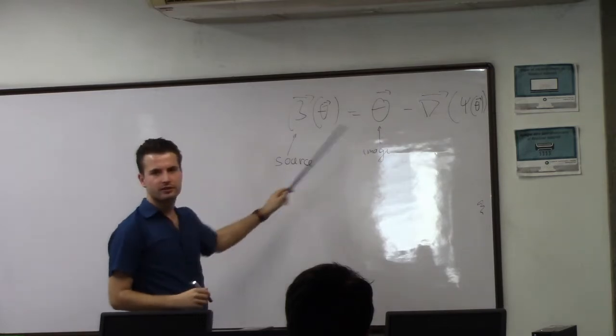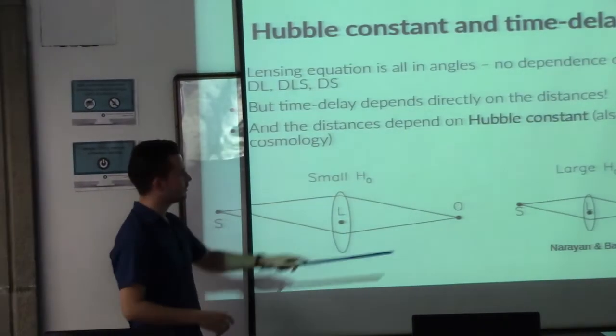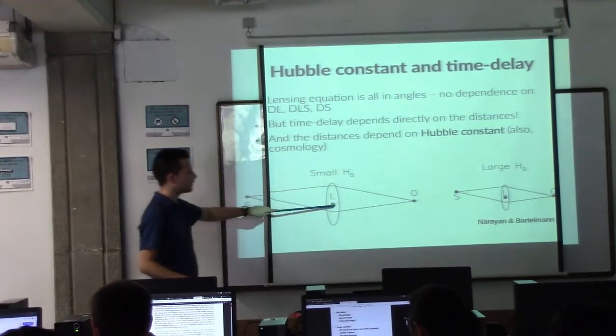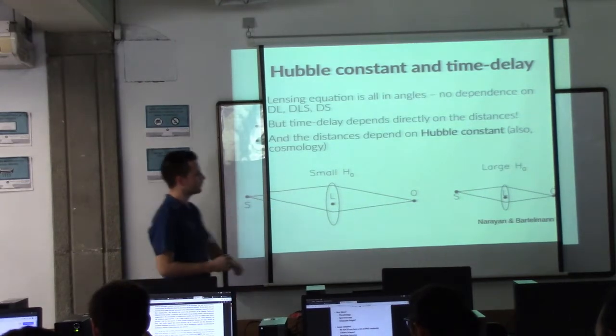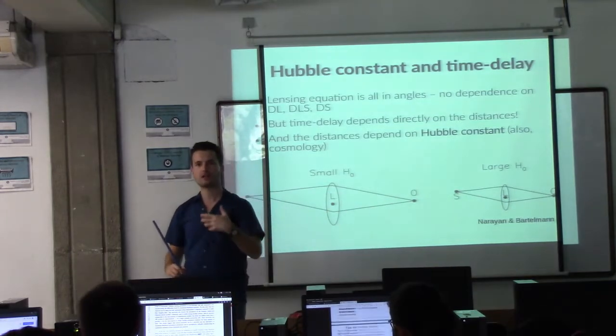These are all angles. There are no physical distances coming in. So we remove the dependence on the distance between the observer, the lens, and the source. But these distances are really related to the Hubble constant.